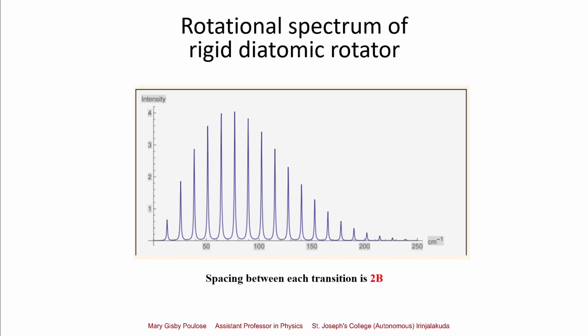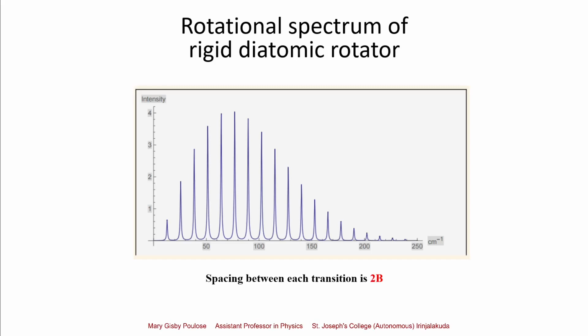Now this is the spectrum of a diatomic rotator, the rotational spectrum of a rigid diatomic rotator, and we see that the spacing between each spectral line is 2B. It is constant. Even though its intensity is varying, the spacing between the spectral lines is constant. By using this feature, we are able to calculate the value of the rotational constant B.